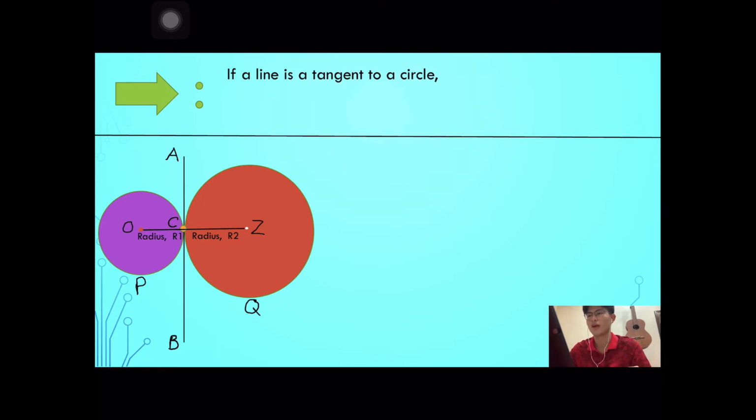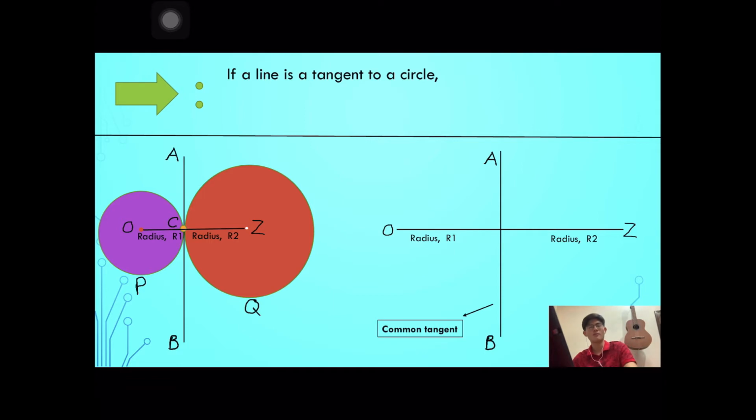Now we are going to enlarge the part C, the intersection point C. This line AB and this line OG are intersecting each other. This line OG, remember, is formed by radius R1 and radius R2, which are the radii of circle P and Q. And this common tangent line AB is an important line to remember. They both intersect at point C.